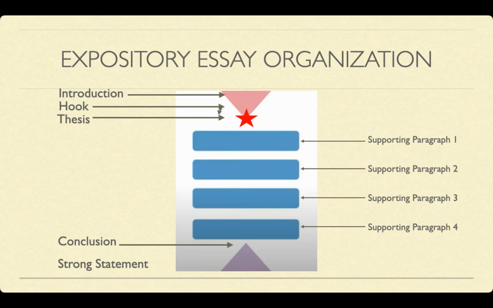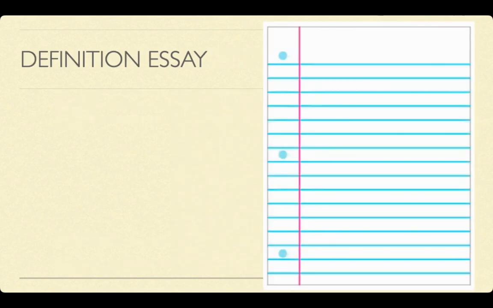So, the hook smoothly introduces your thesis. The four body paragraphs, or 3 to 5 body paragraphs in your case, support your thesis. And the conclusion restates your thesis and extends it a step further with a strong statement to provoke thought or to show how it can be applied in real life.